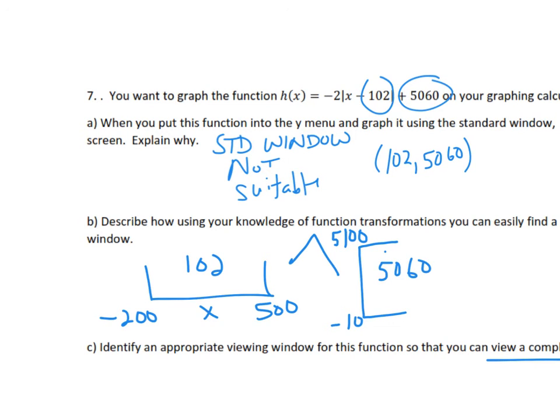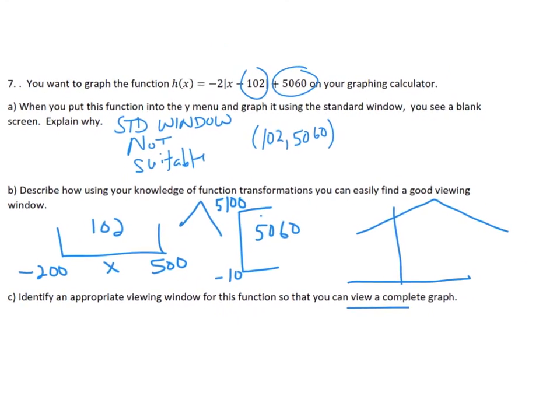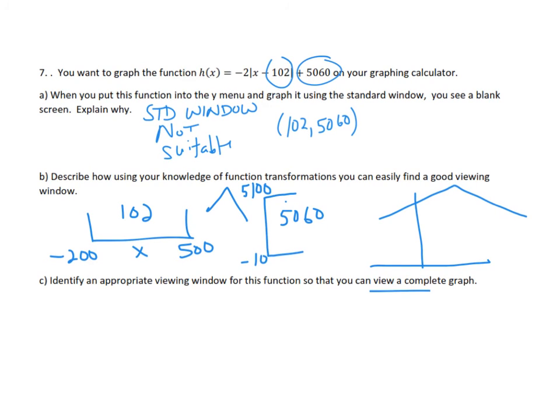And I put that in, and what I'm going to see is that I have a graph, something like this, where I can see this. So I see my vertex, I can see the shape of the graph, I can see where it crosses the y-axis, but I don't see where the zeros are. I don't see where it crosses the x-axis. So I'm going to have to do some further adjustment of the x-axis. And you can just play with that x window once you have that.